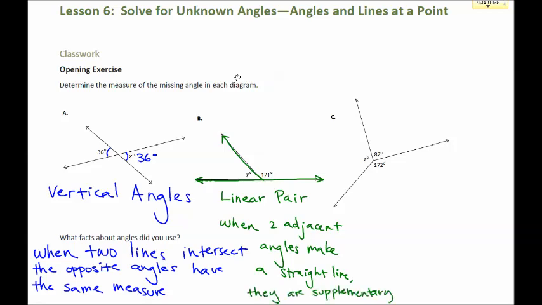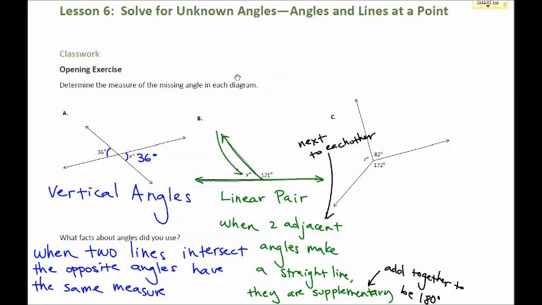Now, let me highlight some of these words. Adjacent means two angles that share a common side, or two angles that are next to each other. And supplementary are two angles that add together to be 180 degrees. Okay, so for these two angles, they must add together to be 180, and so y must be 180 minus 121, which is 59 degrees.